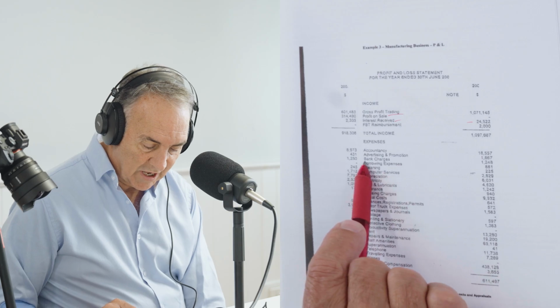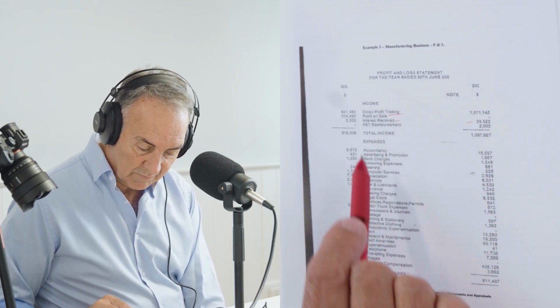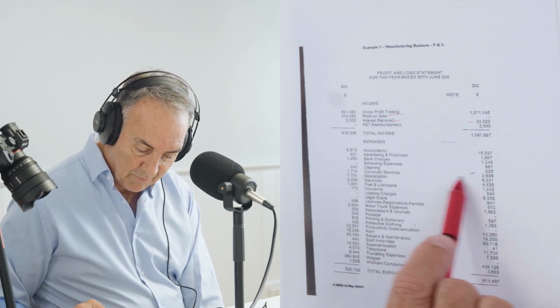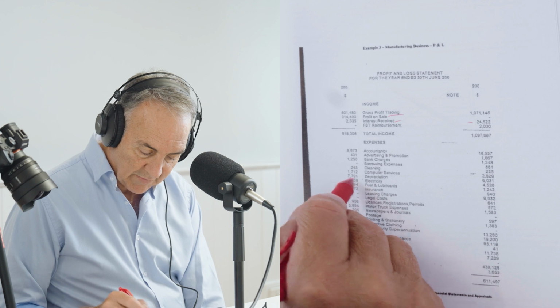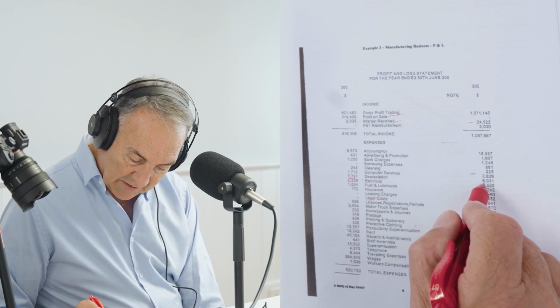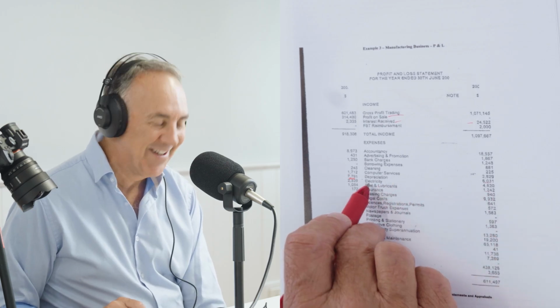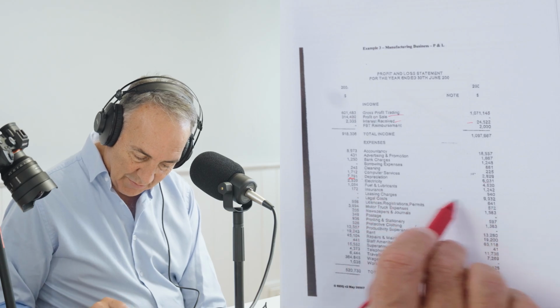Advertising and promotion, very low. Bank charges, quite low. We've got to remember this is quite a long time ago now. Borrowing expenses, quite low. Cleaning is very low. Computer services, pretty low. Depreciation in the first year was $7,791. In the second year, is it $6,031? Yep. Electricity, very low. God, electricity's gone up a lot since then. Fuel and lubricants, insurance, pretty consistent. So we want to look at all these things.